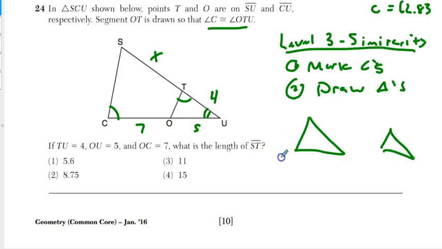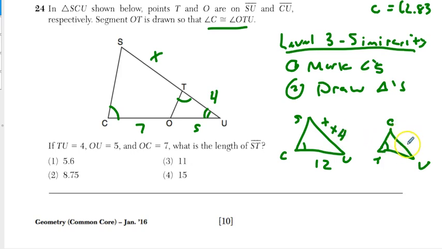So the big one is CSU. And remember, be very careful about what corresponds here. C corresponds to T, because those are marked the same. See, we marked those for a reason. That tells you what corresponds. S corresponds to O, and U corresponds to U. Now we just fill in what we know. So we know that CU is 12, and we know that SU is x plus 4.